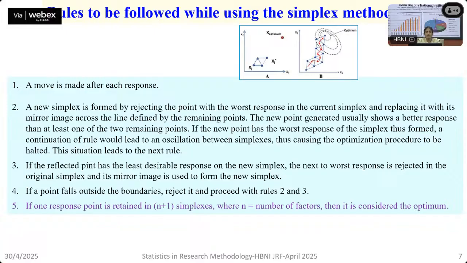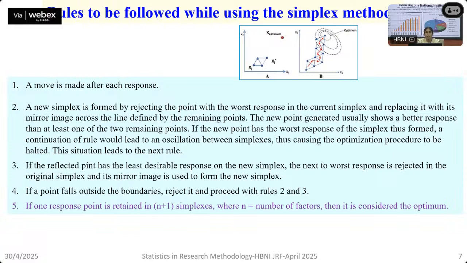And finally, how to conclude whether you have reached the top of the hill, the final optimum response or not. If at all one response point is retained in n+1 simplexes, for example here 2+1, 3 simplexes, you will see that if a point is being retained, then that means it is the most optimum output. Otherwise, the simplex vertices may be within the predefined confidence intervals.